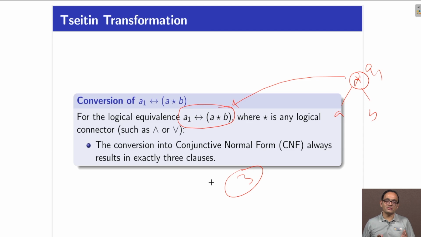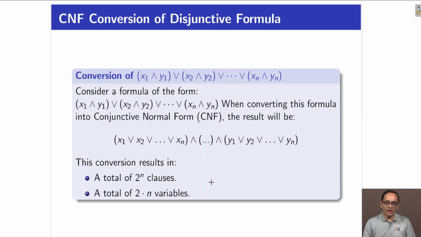So, that is why this Tseitin transformation generates a formula which is not of exponential size. Okay. So, this we have learned. Now, I will show you the case where I get an actual exponential size in CNF.